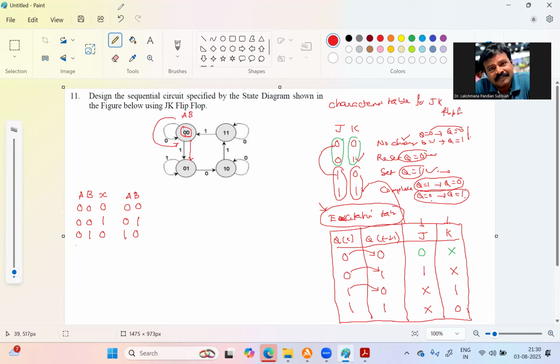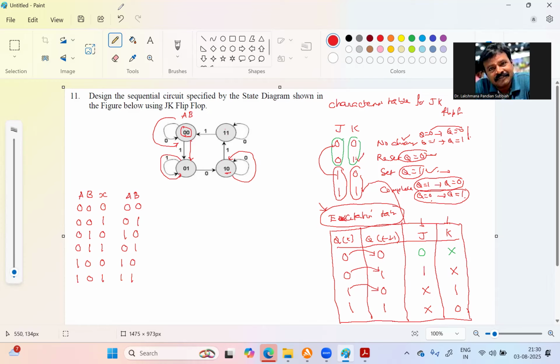This is the case, right? Then 0 1 1. 0 1 by input 1, it will go to 0 1 itself. So you put now that one as 0 1. Then here we are having 1 0 0. So 1 0 by 0, it will go to 1 0 itself. Then 1 0 1, the next value: 1 0 by 1, it will go to 1 1.